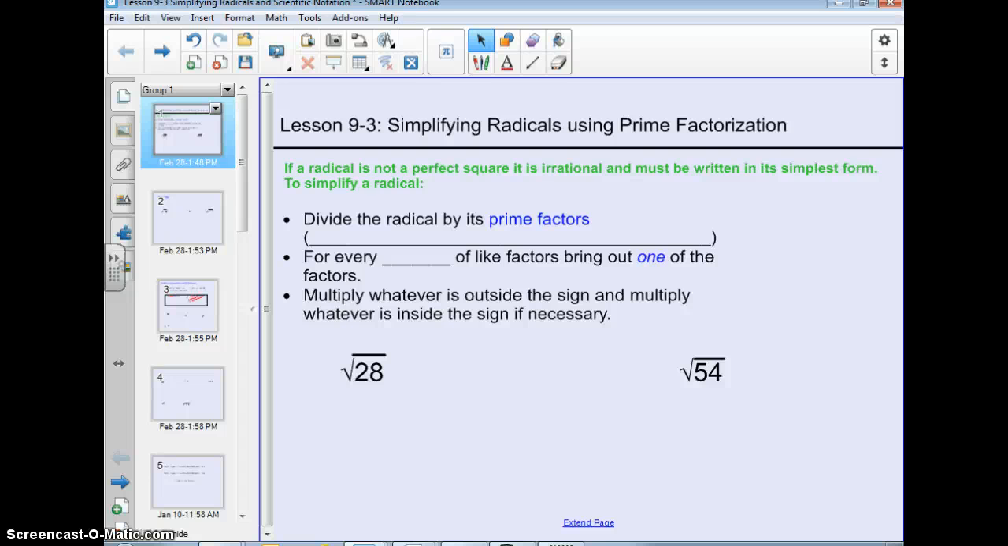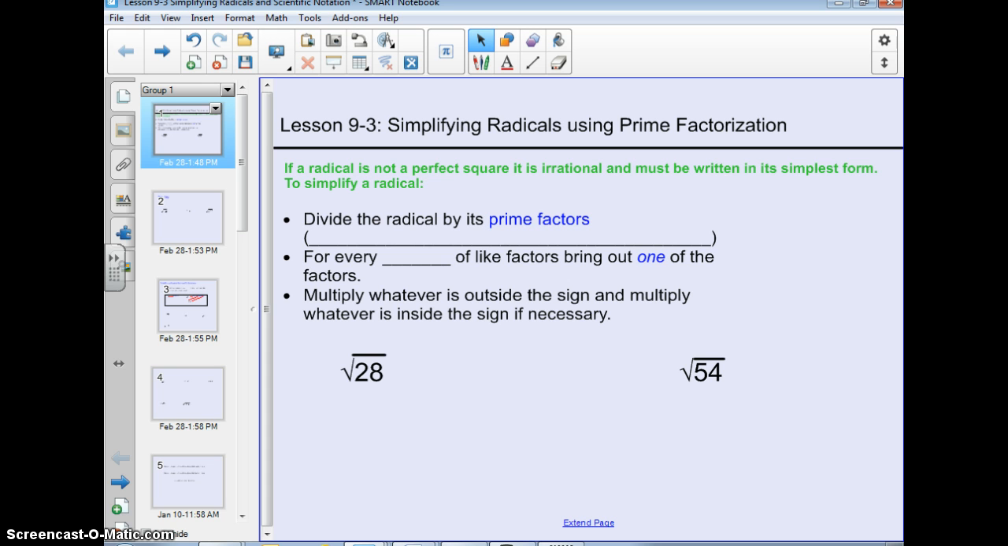Okay, so we finished up learning about the laws of exponents. Today we're going to be talking about simplifying radicals using prime factorization. So anytime we have a radical that is not a perfect square, that means it's irrational and we have to write it in its simplest form. There's a certain method we're going to use to do that.